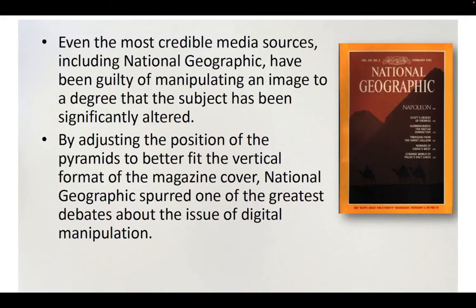Now, even the most credible media sources, including the National Geographic, have been guilty of manipulating an image to a degree that the subject has been significantly altered. So by adjusting the position of the pyramids to better fit the vertical format of the magazine cover, National Geographic spurred one of the greatest debates about the issue of digital manipulation. Now, National Geographic is known for having some of the most high quality, realistic images of the world. But what happens to the credibility of a source when you are changing the landscape or changing an image just so it looks better in your magazine is where people start to have some serious issues.